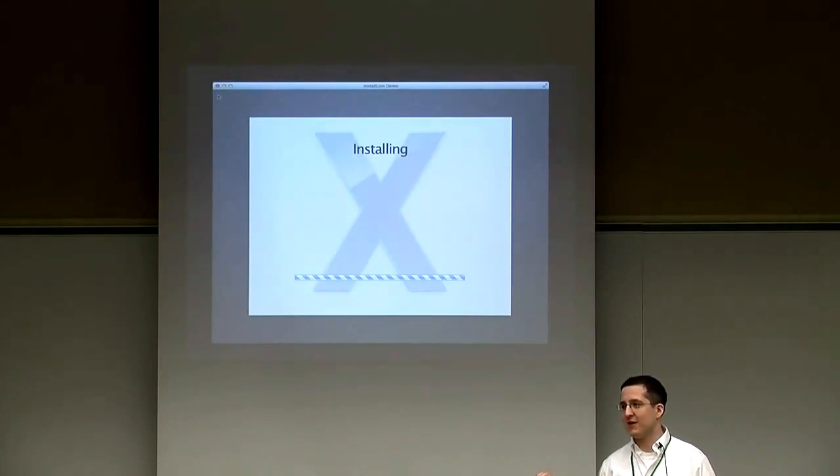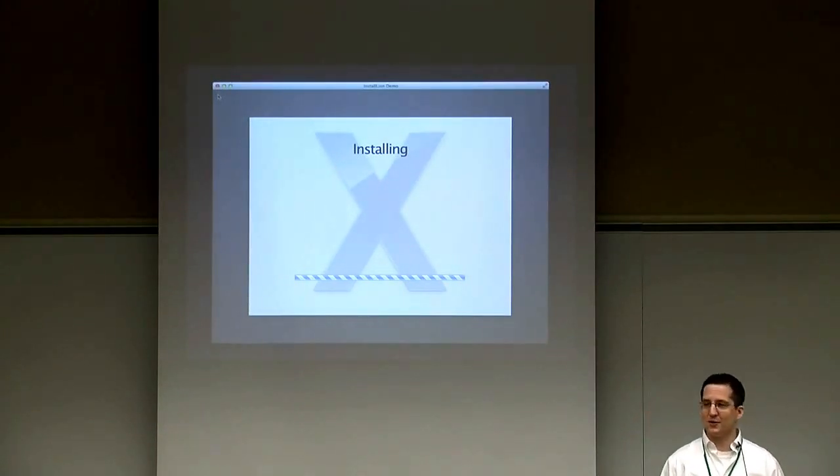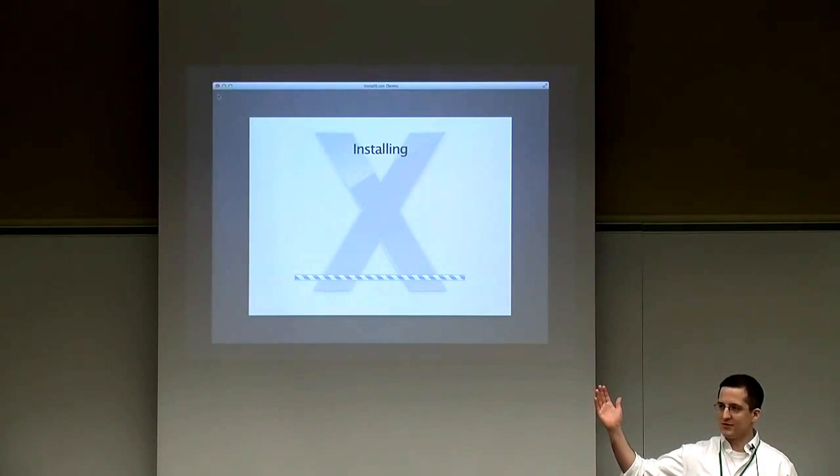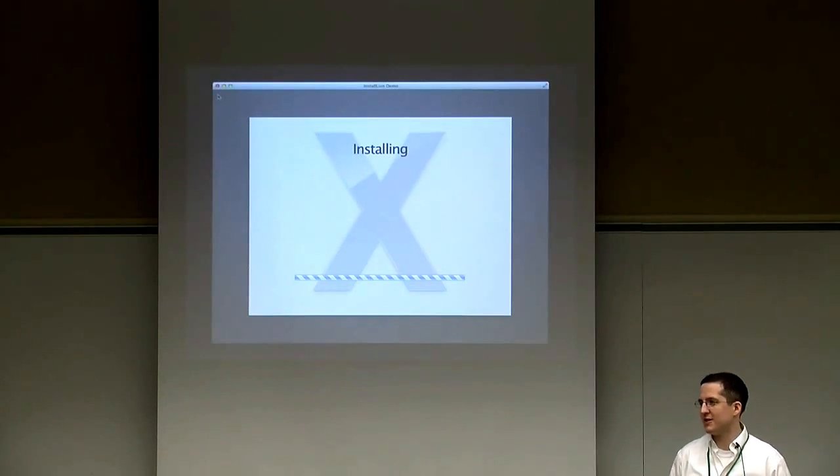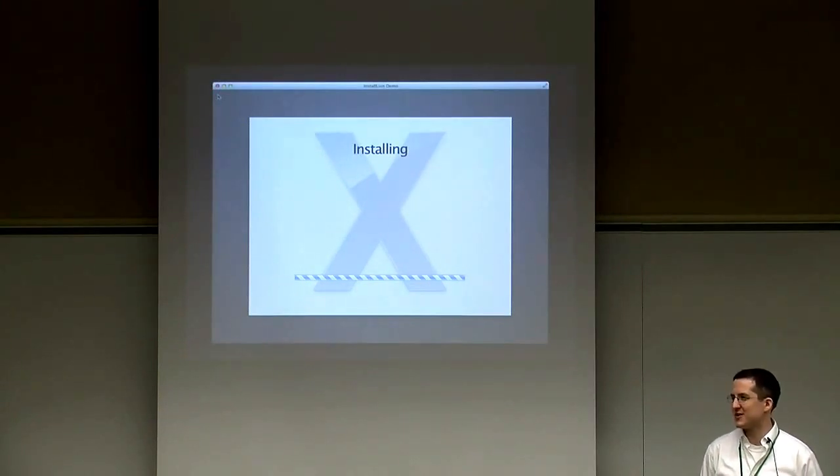Also, you can't go from 10.5. So if you have 10.5 machines, you're going to have to either do 10.5 to 10.6 and then 10.6 to 10.7. And we've done a mixture of everything. So we'll do some machines that we decrypt and then do the upgrade and then re-encrypt. There are some machines that we'll just wipe and start from scratch using Casper. And, you know, it really depends. It depends on the users for us, really.